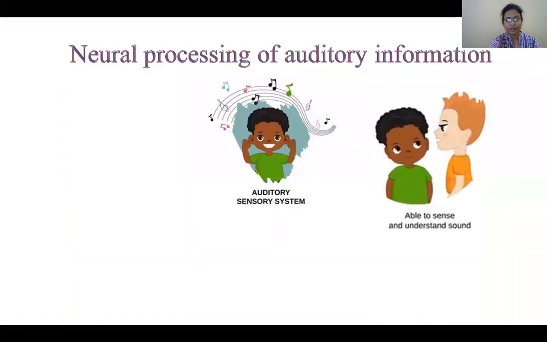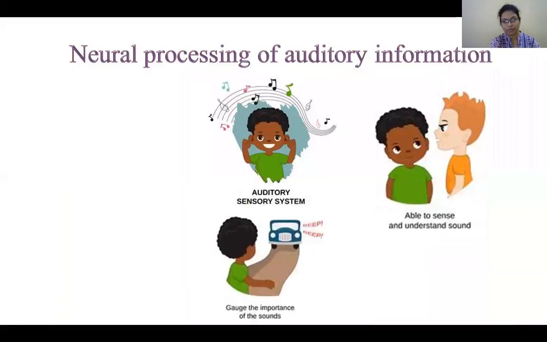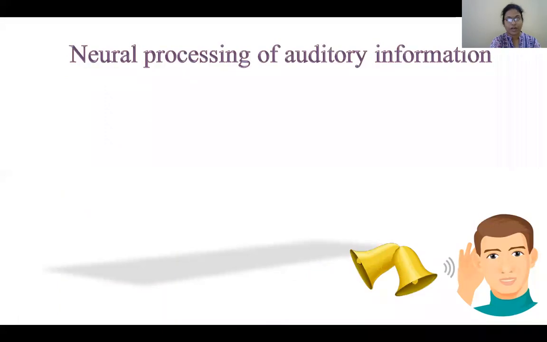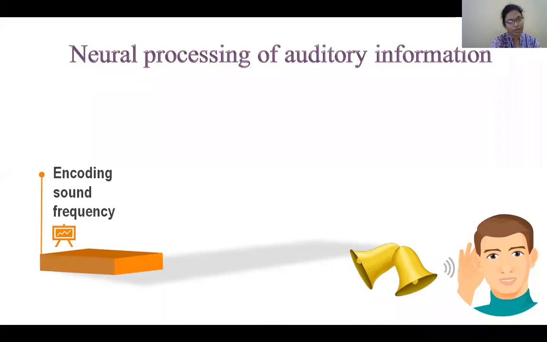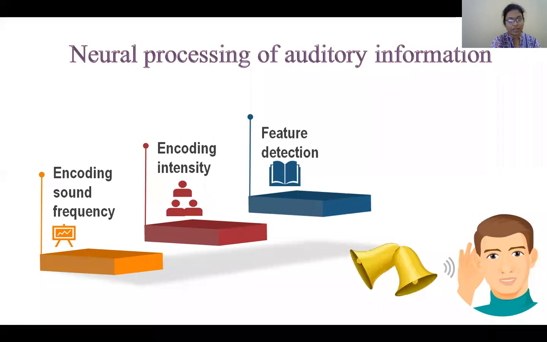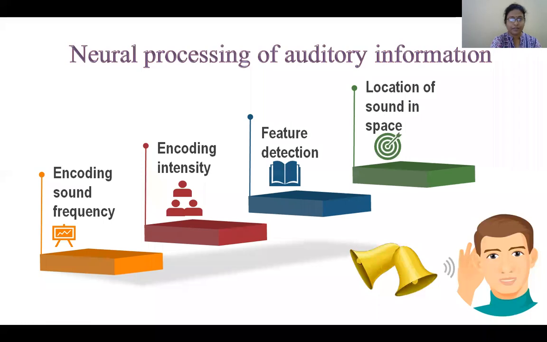Second is from where. Along with knowing what kind of sound it is, we are able to sense and understand the sound. We are able to know from what distance the sound is coming, and also determine from which direction it is coming. How is all this possible? It is because our auditory cortex has the capacity of encoding the sound frequency. It can know the loudness or intensity of the sound. It can also detect various features of the sound, and we can locate where the sound is coming from, that is, the location of sound in space. All these properties constitute the neural processing of auditory information.